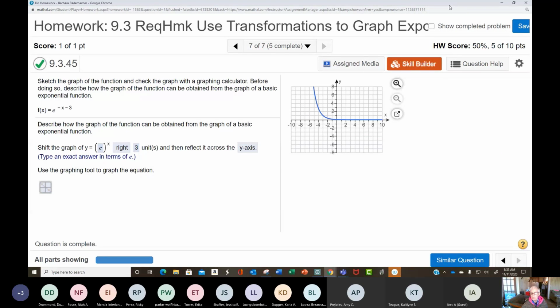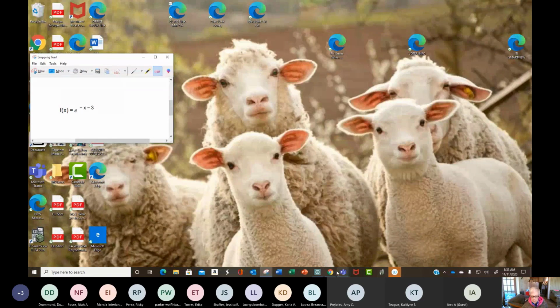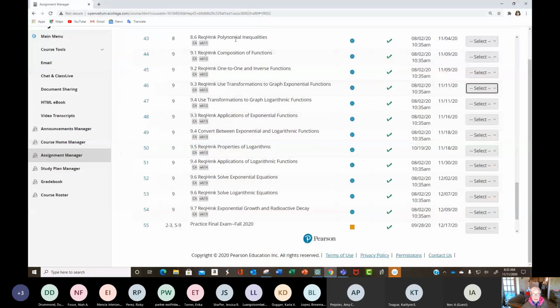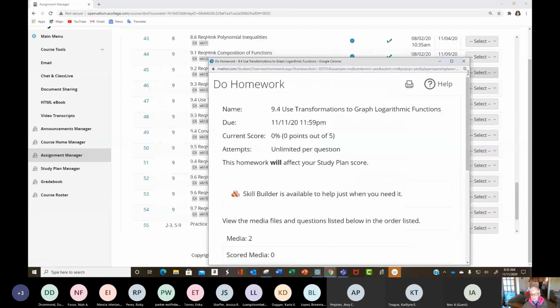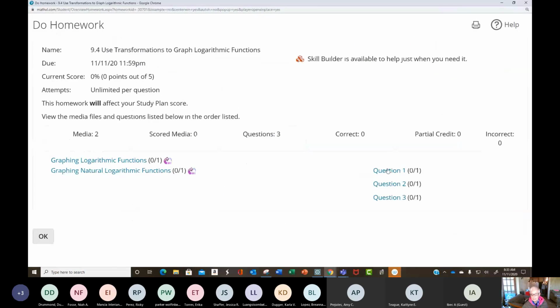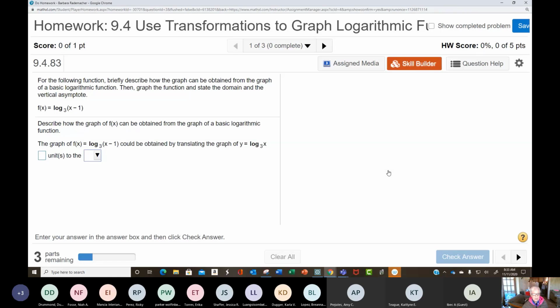Okay. Let's go to graphing logarithmic functions. It's the same idea, exactly. Oh, you only have 3 questions here. Well, that's letting you off easy.